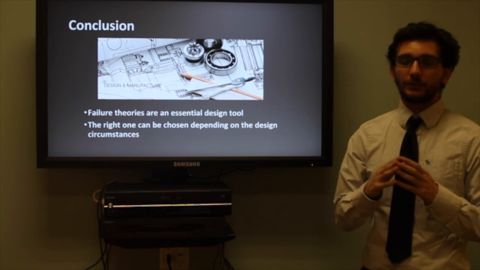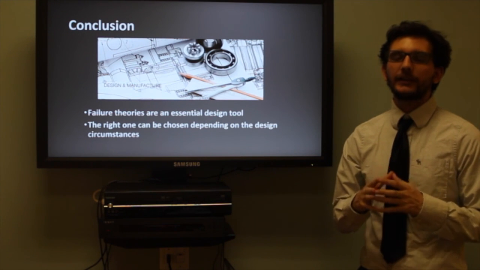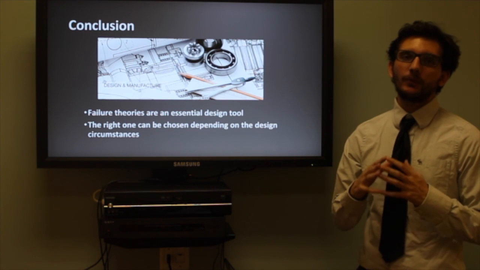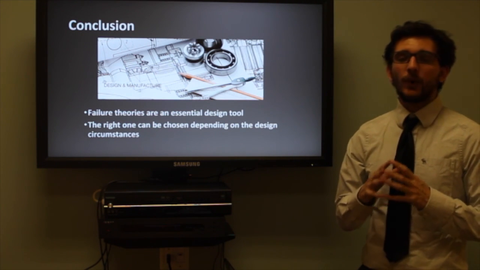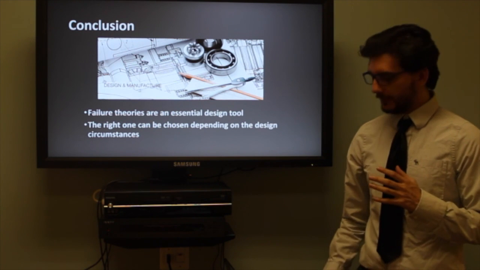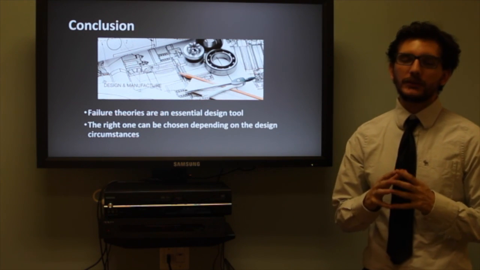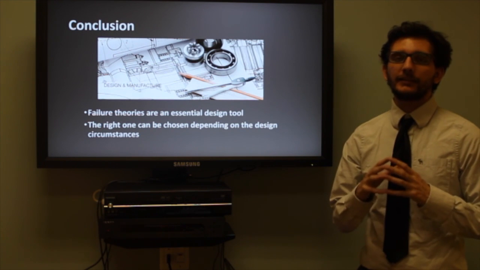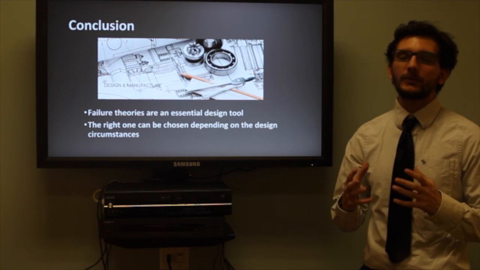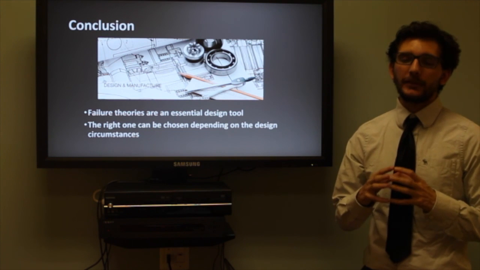This is thanks to being able to predict accurately how a piece is going to behave and when it's going to fail. When deciding what type of theories need to be applied in what case, in what conditions, we need to study the case and then select what theories are applicable in the situation and what the outcome will be.